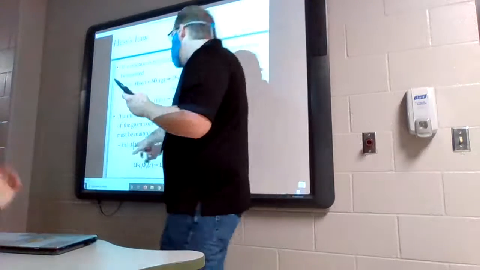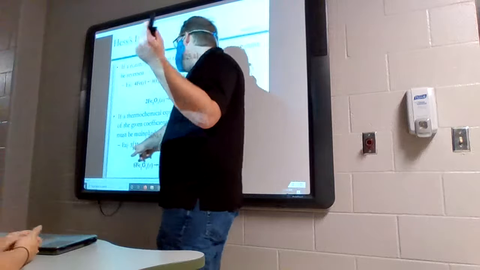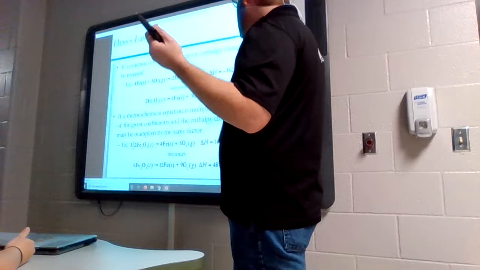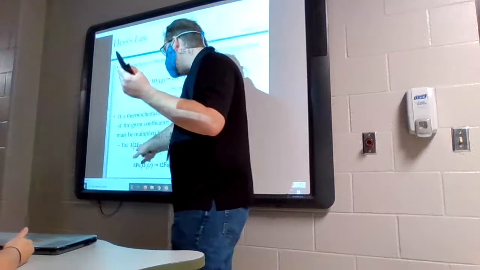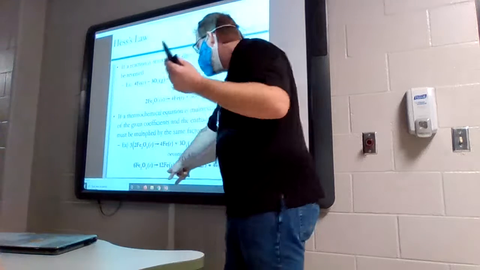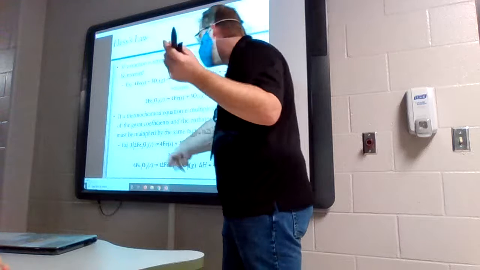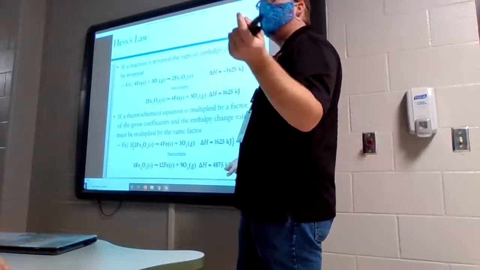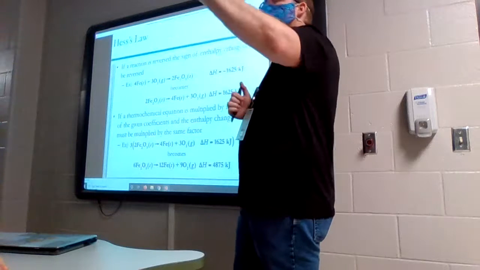What do they need? They need to triple everything. So they have a regular equation. I guess it's the 1625 they're tripling. And then they're going to triple it. So they end up with 12 irons and 9 oxygens, this is iron oxide. And they have to triple the amount as well. So those are the 2 things you can do.